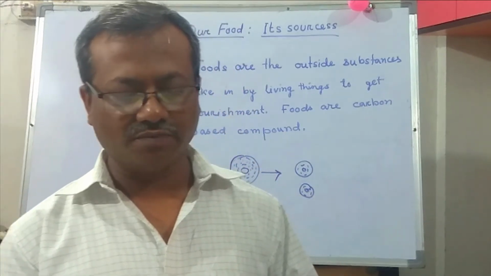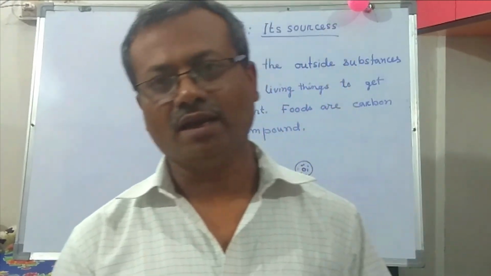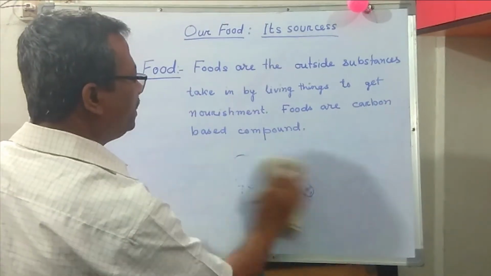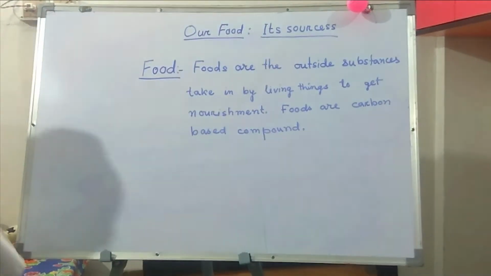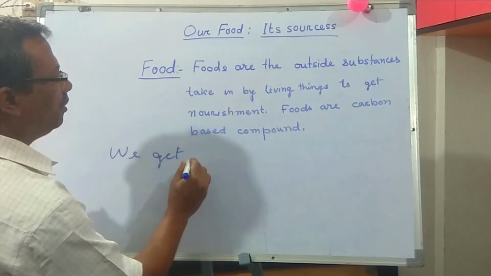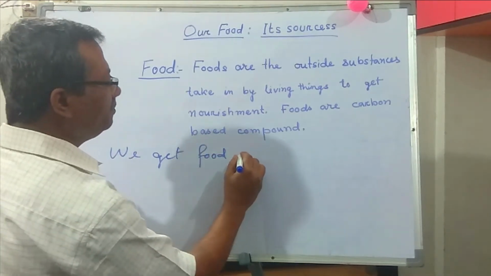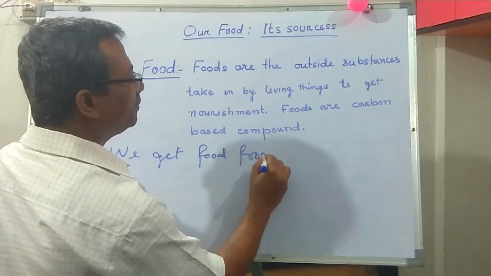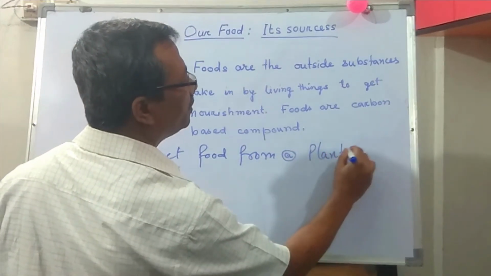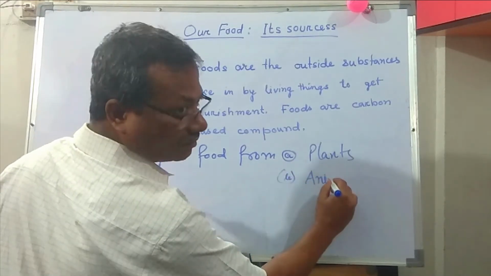All living organisms derive their nutrition from the following sources: plants and animals. That means we get or collect food either from plants, or number B, from animals.